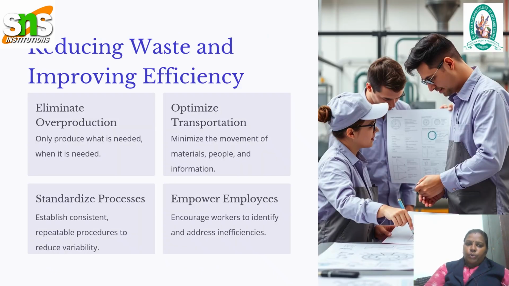Reducing waste and improving efficiency: eliminate overproduction, optimize transportation, standardize processes, empower employees. Eliminate overproduction: only produce what is needed and when it is needed. Optimize transportation: minimize the movement of materials, people, and information. Standardize the process: establish consistent, repeatable procedures to reduce the variability.